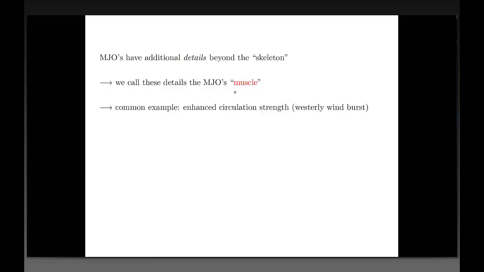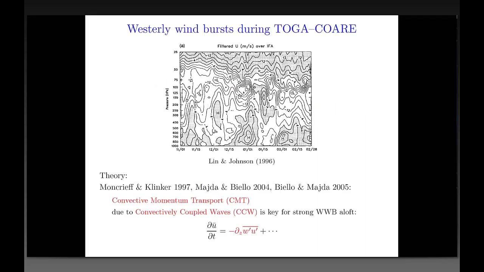Part of the reason for calling it the MJO's muscle is that one common example would be some enhanced circulation strength, like a westerly wind burst, which provides a little extra muscle to the winds of the MJO. One really prominent example was a westerly wind burst during TOGA COARE. This was a field experiment over the Western Pacific back in 1992, 1993.